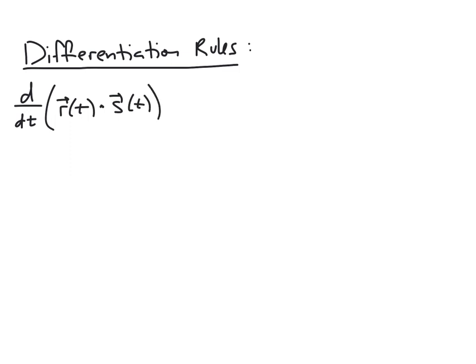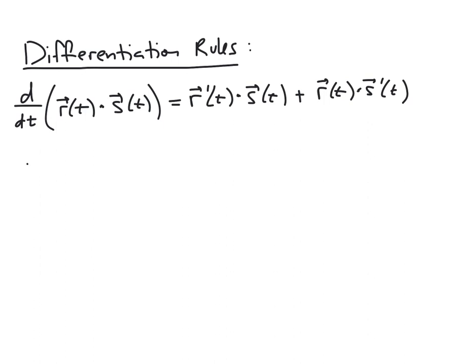As you might expect, this is going to be the same as the product rule in Calc 1. So this is going to be r prime of t dot s of t plus r of t dot s prime of t. Just like in Calc 1 with the product rule, we're going to take the derivative of one function multiplied by the other function, and then do it the other way, and then add them together. And so this one is very nice.